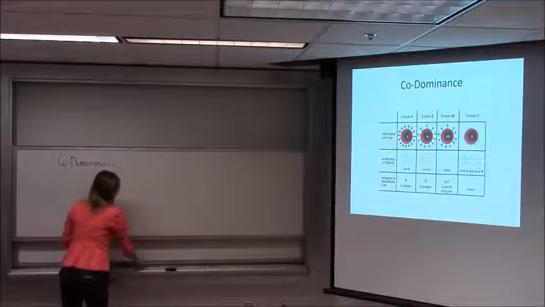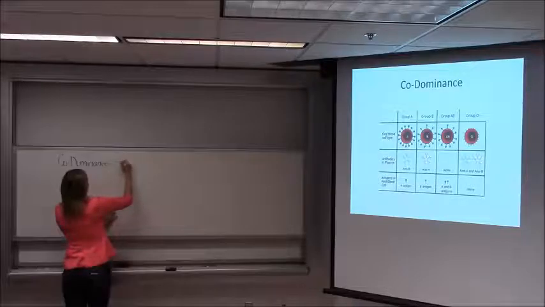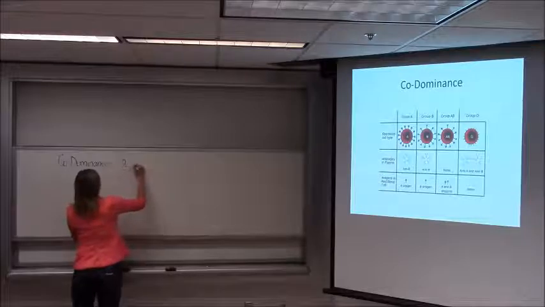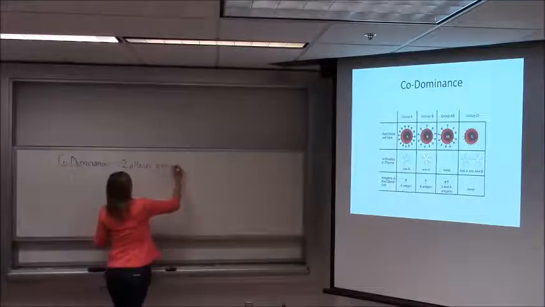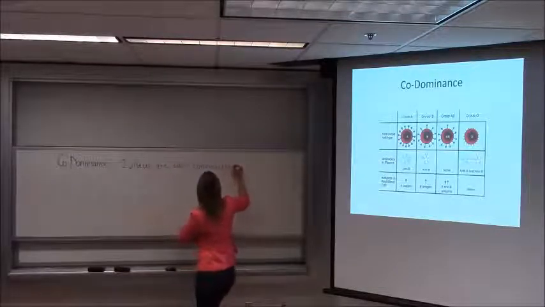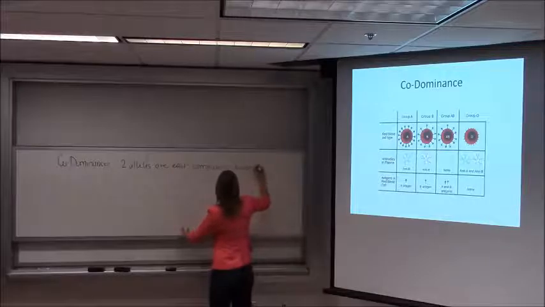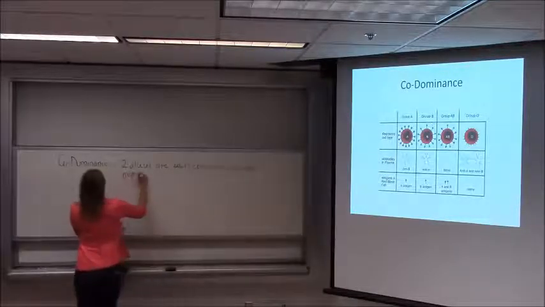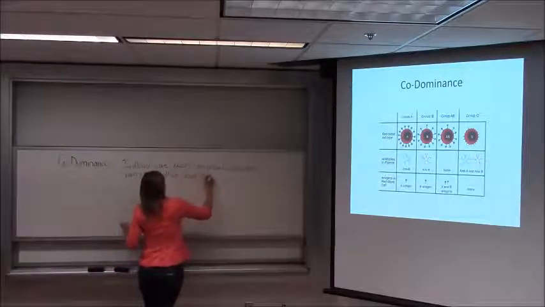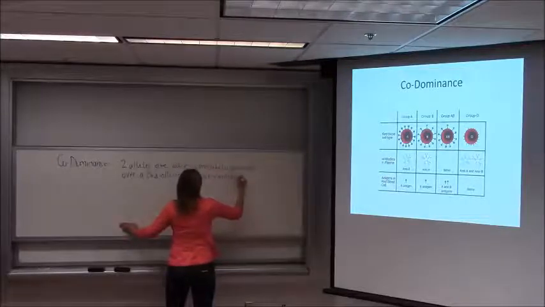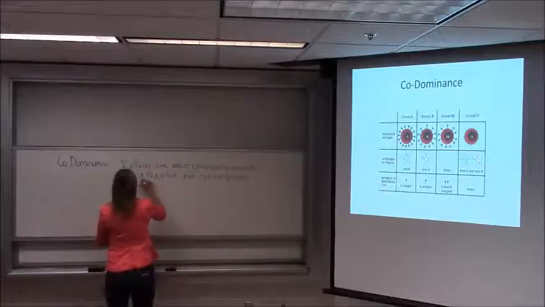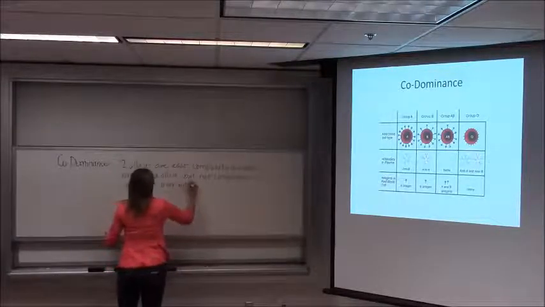So another way of saying that is two alleles are completely dominant. They're each completely dominant over a third allele. But not completely dominant over each other. When they occur together, they're both expressed. So not completely dominant over each other.